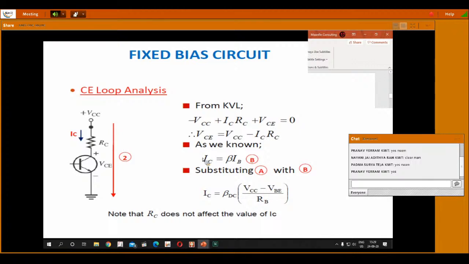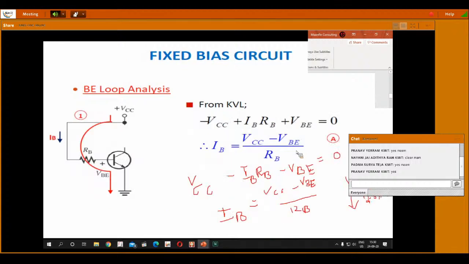As we know, IC is equal to beta times IB. If I replace IC with beta times IB in this VCE equation, substituting equation A into B, where equation A is IB equal to VCC minus VBE divided by RB.